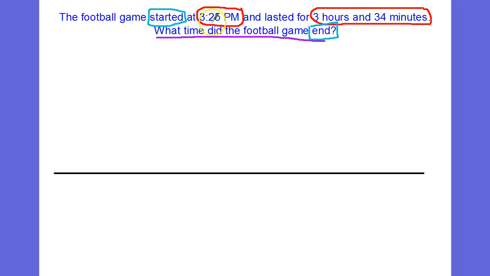Okay, so basically we have our start time, our elapsed time is already given to us, and we have to find our end time. So we have our start time, so as usual we're going to put that at the beginning of our number line. 3:25 is our start time. And it lasts for 3 hours and 34 minutes. So what I can do is I'm going to figure out my 3 hours first. So from 3:25 to 4:25 is my first hour.